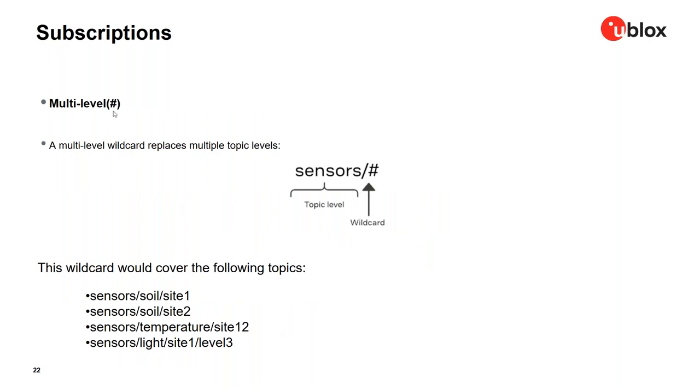There are also multi-level wildcards, and this is shown by the hash symbol. So in this case, I'm subscribing sensors/hash. This basically means that anything after this slash will be received. So sensors/soil/site 1, soil/site 2, temperature site 12, light site 1, and level 3. All of those different topics would be received with that simple subscription there.